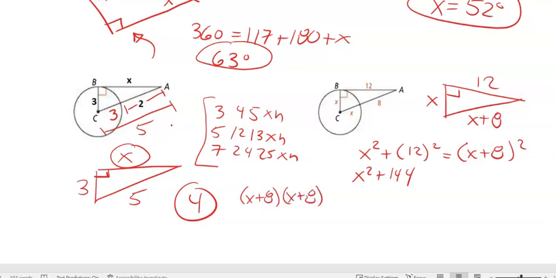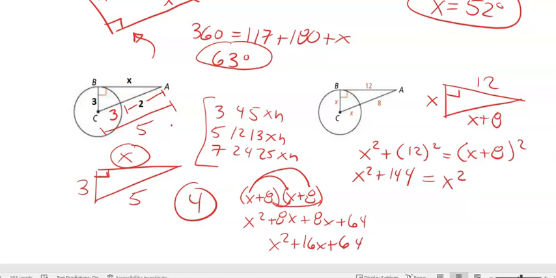And can you bring yourselves back to Algebra 1 and remember how you multiply a binomial times a binomial? No, it's the opposite of factoring. Foiling, great job. So foiling means first times first, x squared, outer times outer, that is 8x, inner times inner, last times last, and that gives you 64. So you get x squared plus 16x plus 64.